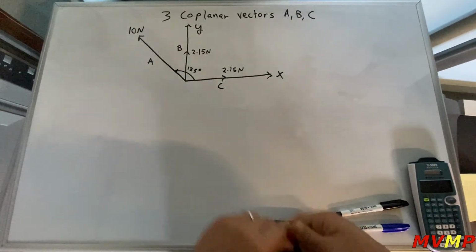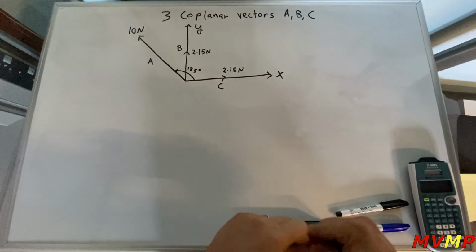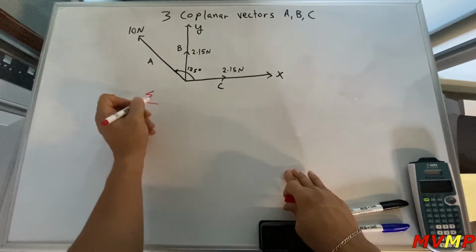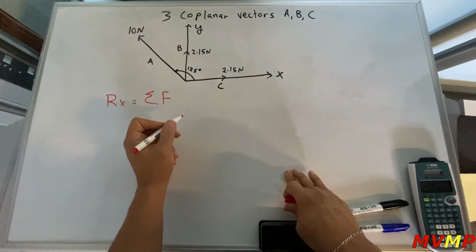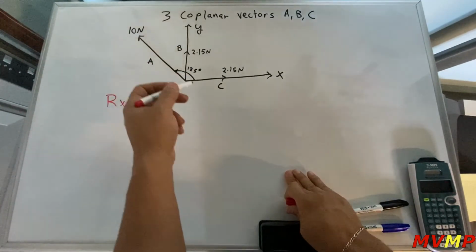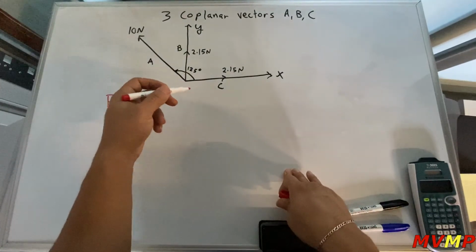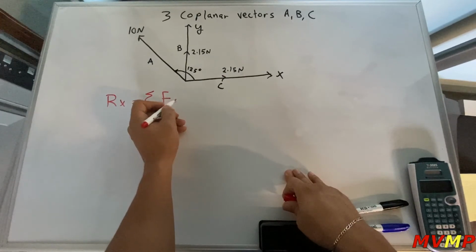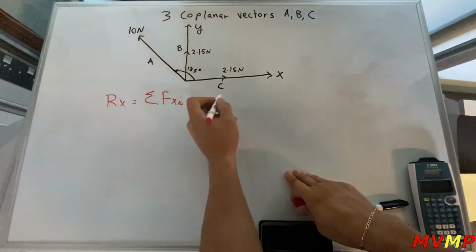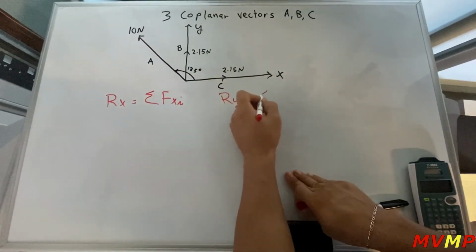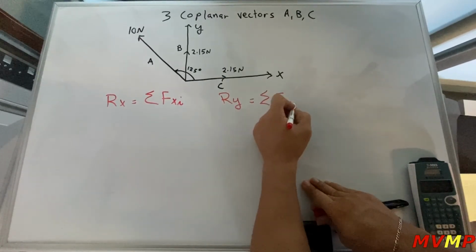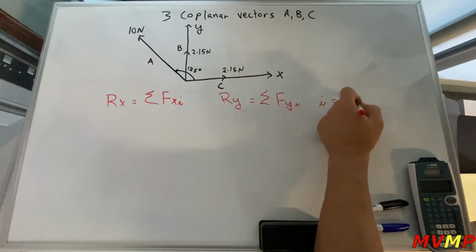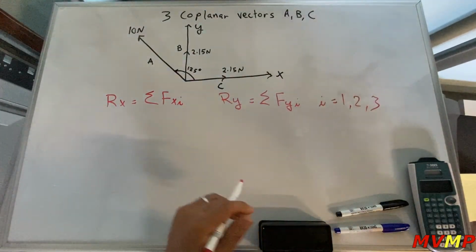Everything is given to us, so what we want to first do is write out Rx, which is the sum of the force. So this problem is resolution of a force. That's what it's asking us. So Rx is the sum of the force xi, and for Ry it is the sum of the force yi, and here we have A, B, C, so we can just label it as 1, 2, and 3.